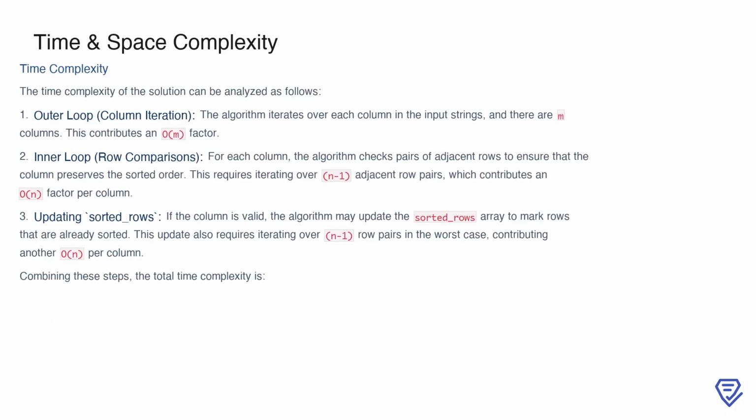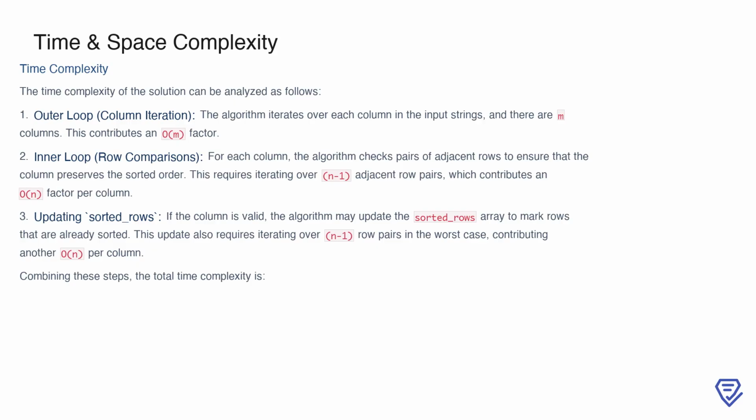To analyze the time complexity of our solution, let's break it down step by step. First, we have the outer loop, which iterates over each column in the input strings. If there are m columns, this loop contributes an O(m) factor. Then, for each column, the algorithm performs row comparisons within the inner loop. Specifically, it checks pairs of adjacent rows to ensure the column preserves the sorted order. Since there are n-1 adjacent row pairs, this step contributes O(n) per column.